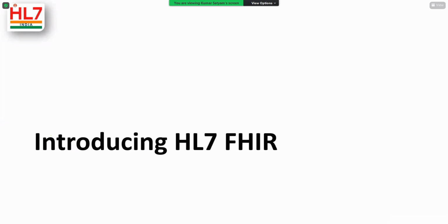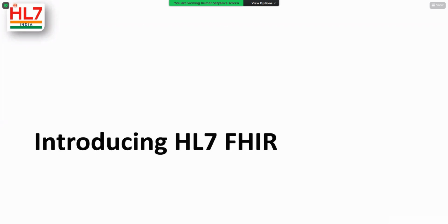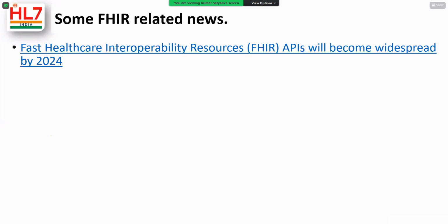Okay, shall we start? Introducing HL7 FHIR. First we start with some FHIR-related news that we are hearing. One of the recent reports that came out says that FHIR APIs will become very widespread by 2024. Right now, the adoption is slow, but it is going to pick up quite a bit of pace in a couple of years' time from now.